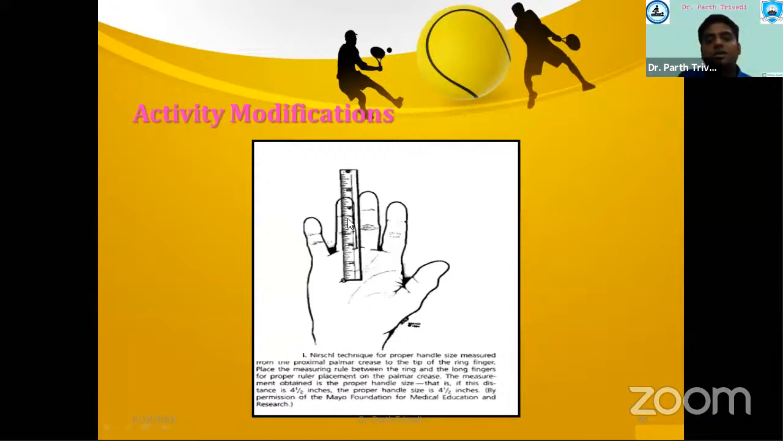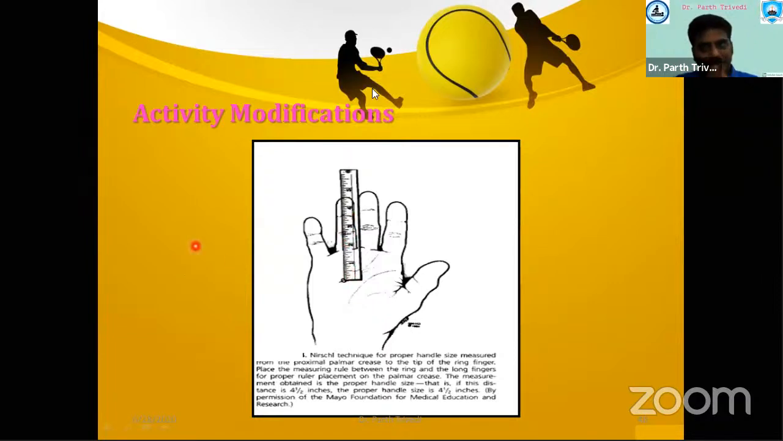So size is measured from the proximal palmar crease to the crease between the middle and ring finger, and the measurement is obtained for the proper handle size. That is, if the distance is 4.5 inches, the proper size handle should be 4.5 inches. If it is 5 inches, you are supposed to take 5 inches. If it is 3 inches, you are supposed to take 3 inches.